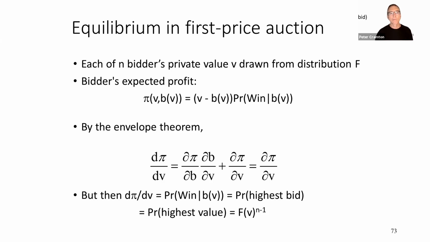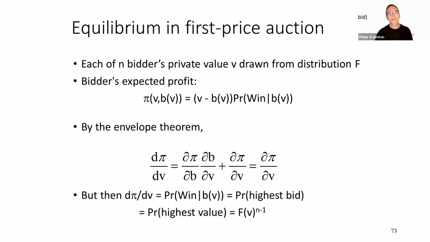That's 0. And I've got to multiply that by the probability that you win, conditional on your bid. Your bid is going to definitely influence whether or not you win. So that's our expected profit, and that's what I would like to optimize.